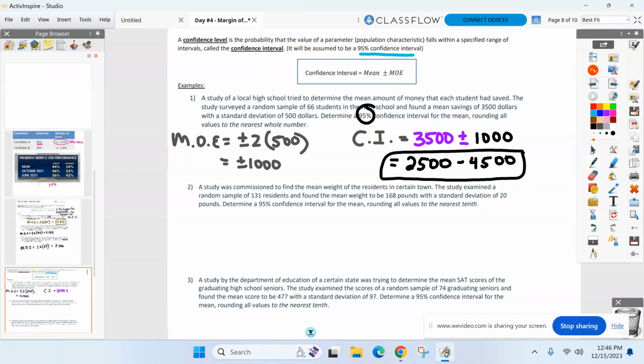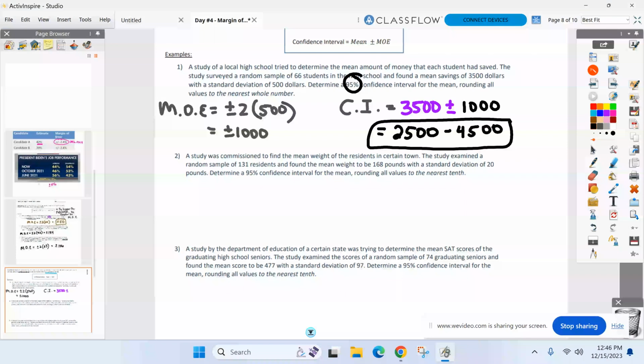All right, I'm going to start calling on you guys here. Read through number 2. Mean weight of 168 with a standard deviation of 20. Determine a 95% confidence interval. And it's always going to be 95. You're not going to see anything different.